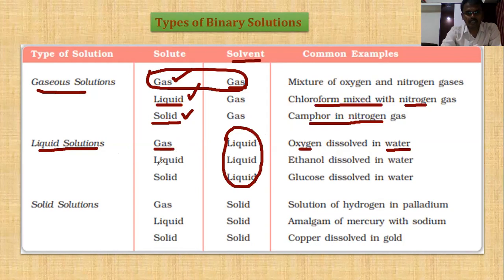Similarly, a liquid solution containing liquid as a solute: ethanol mixed in water, methanol mixed in water, kerosene mixed in ethanol, chloroform mixed in ethanol, carbon tetrachloride mixed with ethanol, like that. Then a liquid solution containing solid as a solute: glucose dissolved in water, salt dissolved in water. Any salt dissolved in water is an example of a liquid solution. Generally, we will be coming across liquid solutions. And of course, we will also learn in detail about gaseous solutions in this chapter.